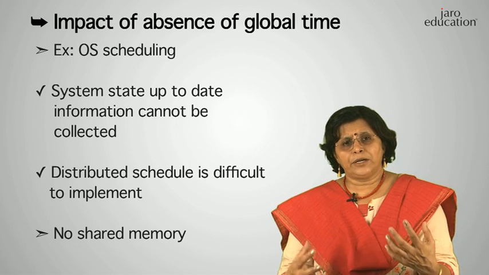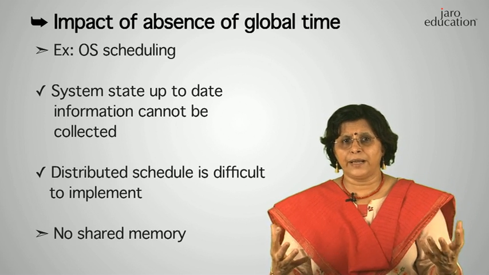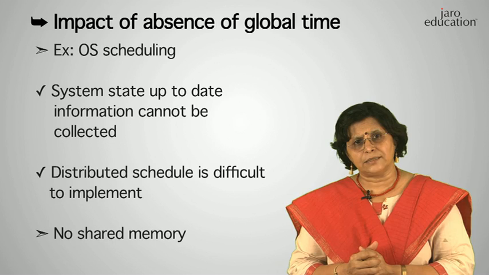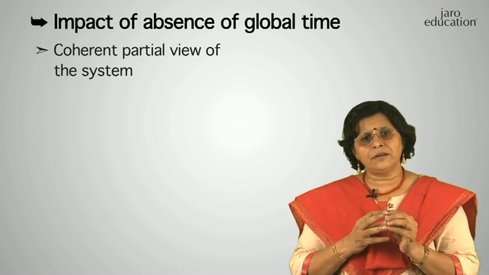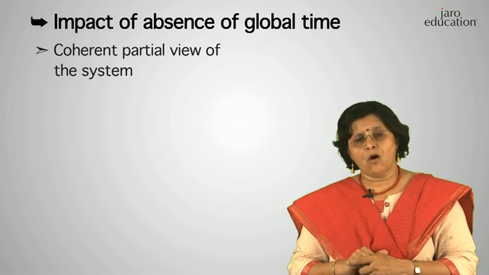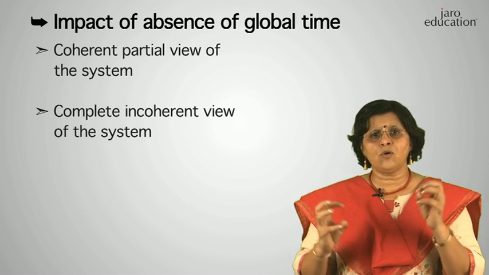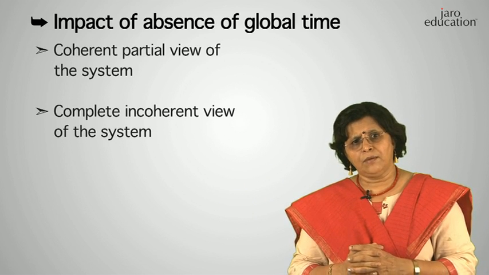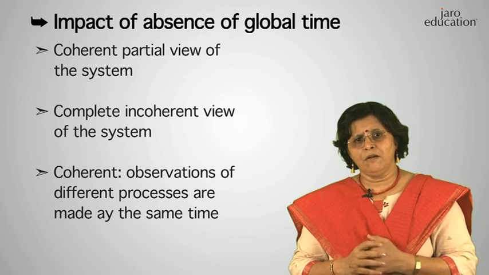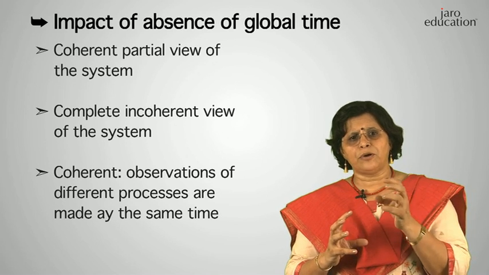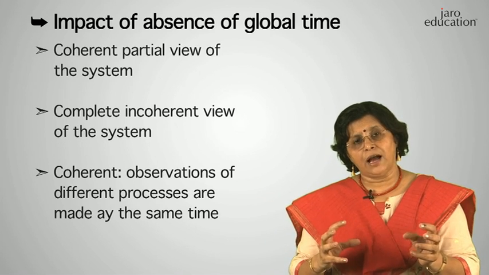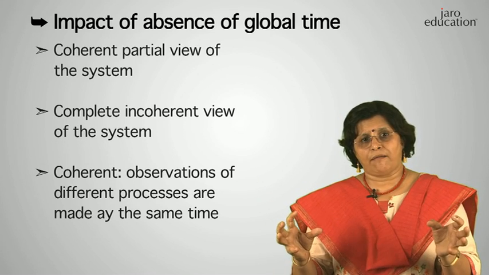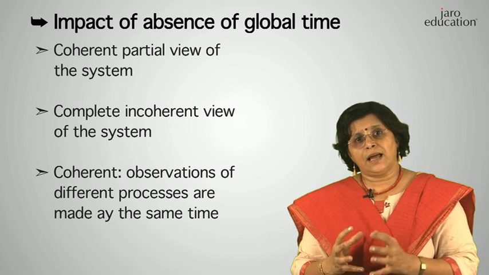There is no shared memory existing among them. So when a particular user or the middleware or the distributed operating system is going to look at this particular system, you can get a coherent partial view of the system, or you can get a completely incoherent view of the system. What exactly does coherent mean? Different processes are going to keep on executing at the same time. So when different processes are executing, I need to know what is executing where. So that idea has to be taken.